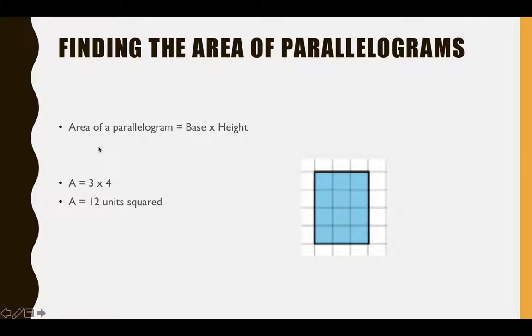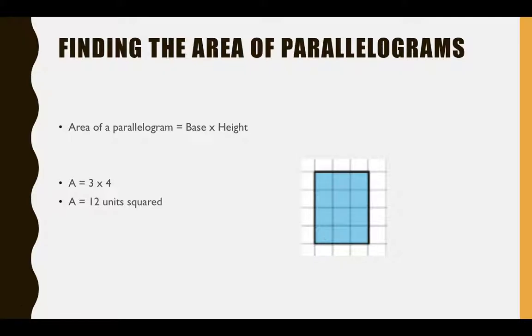All right, anyways, 3 times 4, 3 is our base, 4 is our height. That gives us 12 units squared. If you don't believe me that 12 is our area, go ahead and count the boxes. 1, 2, 3, 4, 5, 6, 7, 8, 9, 10, 11, 12. There you go.